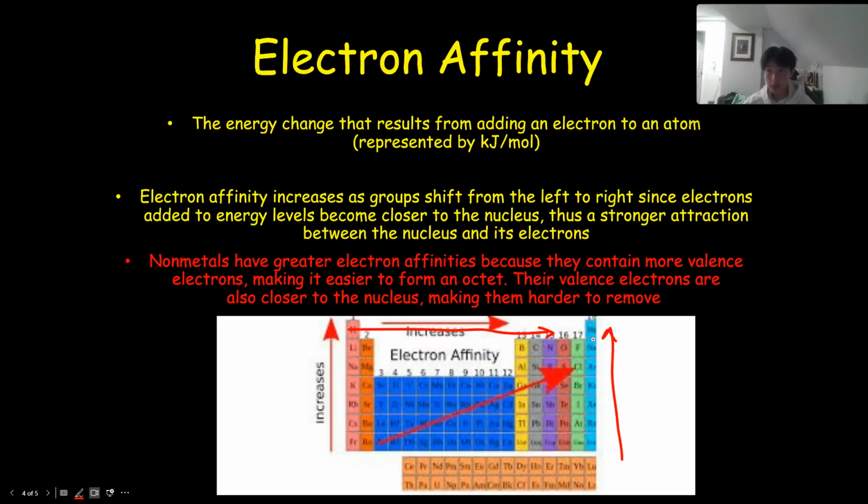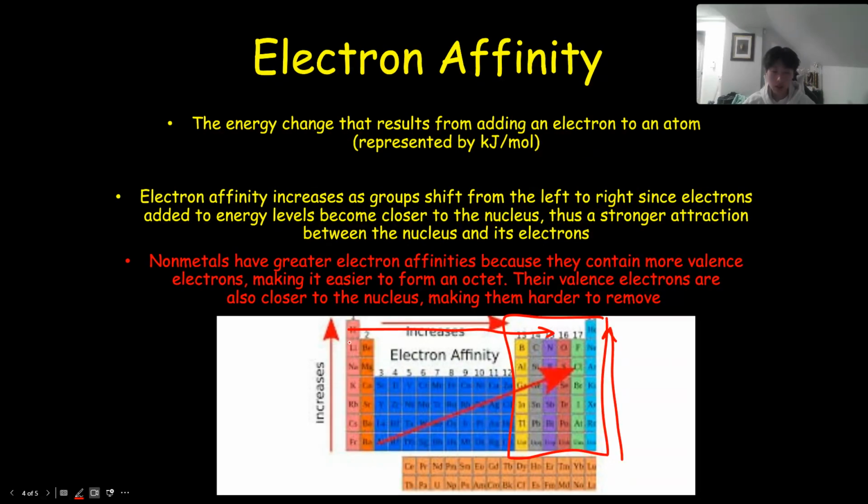Now, once again, this is because of the combined factors of having a smaller atomic radius and a greater nuclear charge from your positively charged nucleus, which encourages the attraction of electrons towards such respective elements. Now, note here in red that nonmetals will have greater electron affinities. When we're referring to the nonmetals, we're referring to this chunk of elements right here.